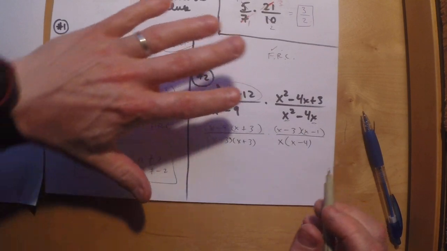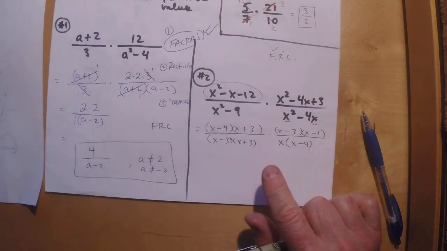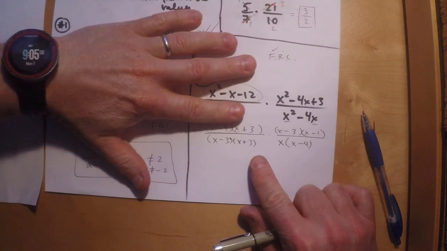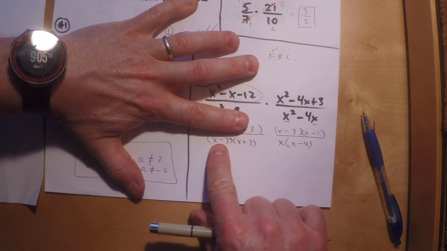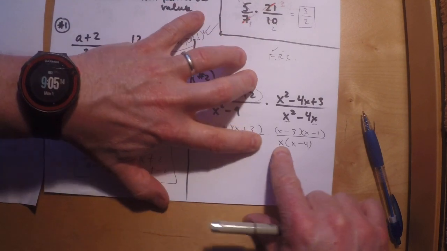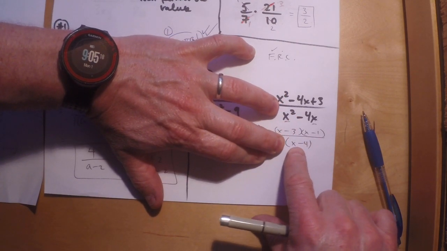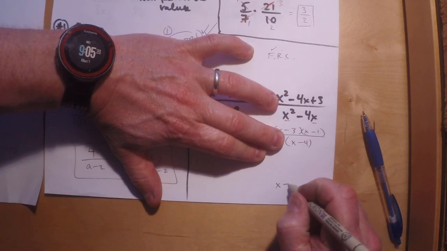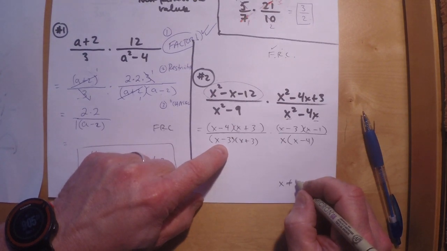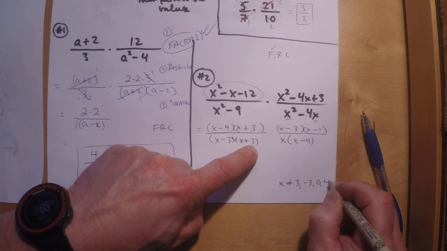Restrictions. Look at your denominator and pick off all the bad values. Sorry for the shadow here. It's dark and I got a light. My apologies. So, bad value for that x is 3. Bad value for that x is negative 3. Bad value for this x is 0. Bad value for that x is 4. There's a whole whack of restrictions: 3, negative 3, 0, and 4.